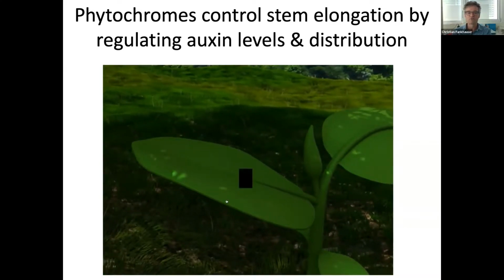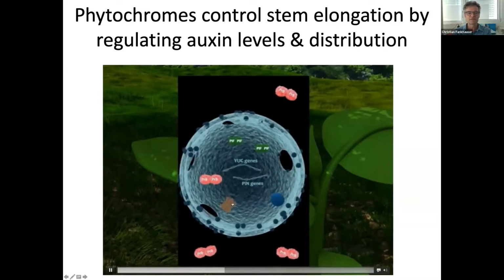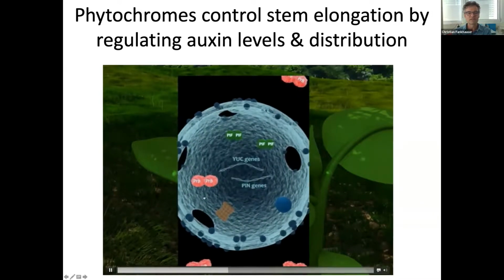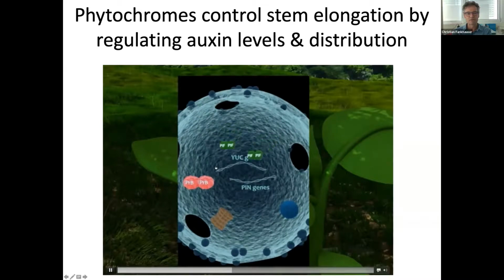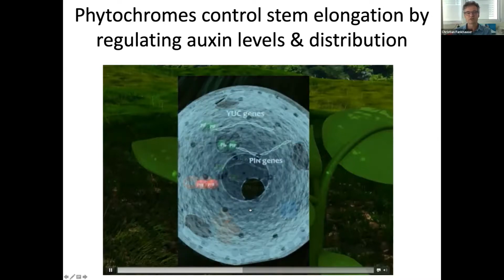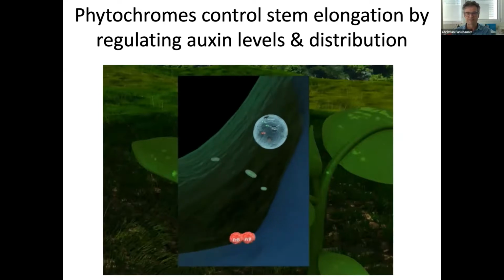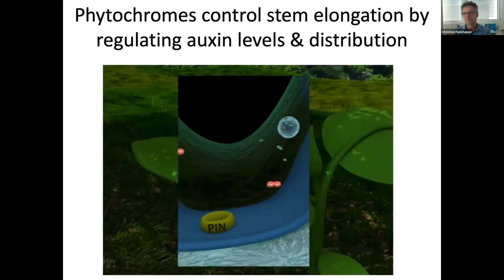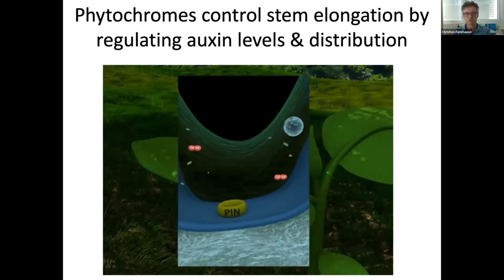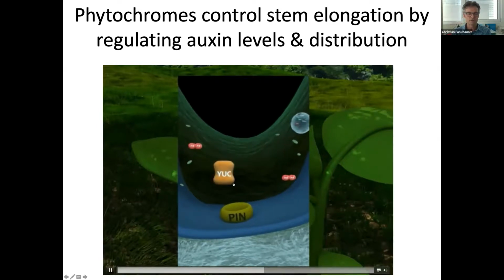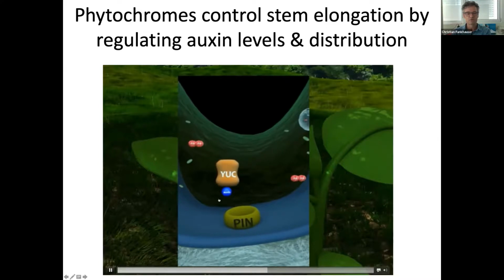In contrast, if you now look at what happens in the shade, your phytochrome is now mostly in its inactive form. And now the PIFs can accumulate and they bind to the regulatory regions of target genes. And I show two target genes here. One of them codes for an enzyme, which is catalyzing the rate limiting step in the biosynthesis of this growth hormone, which is called auxin. So now you produce this enzyme, and you then produce the hormone.